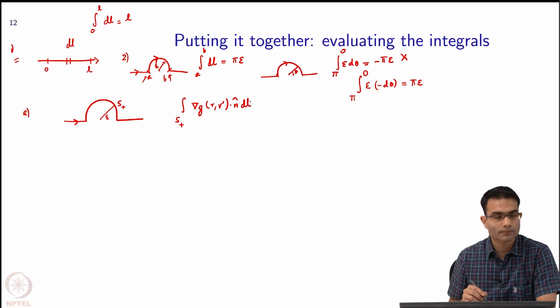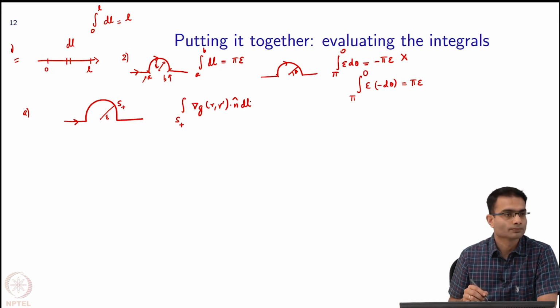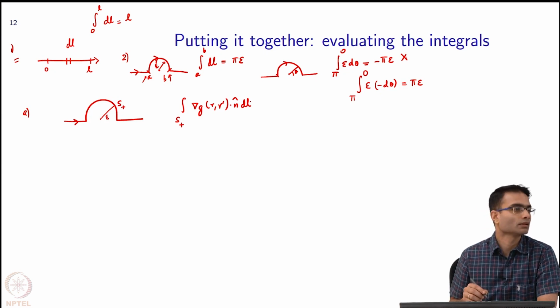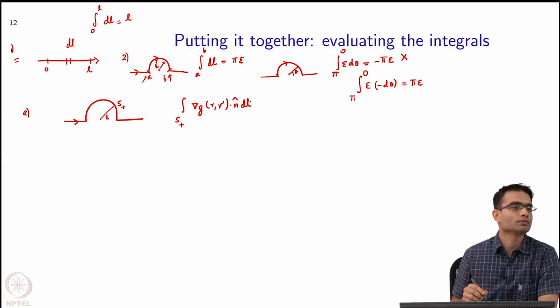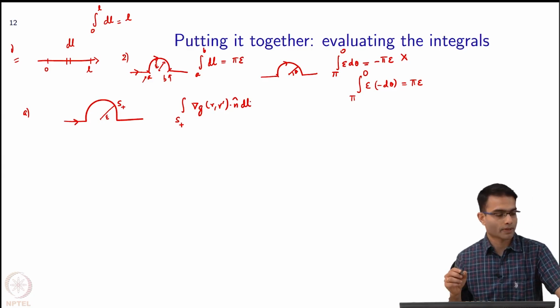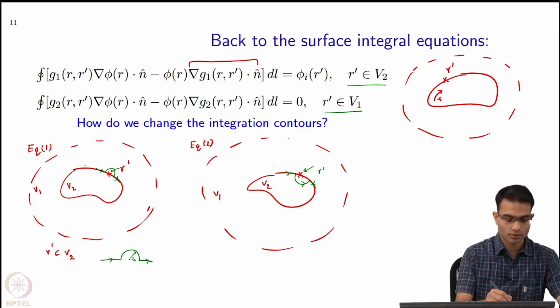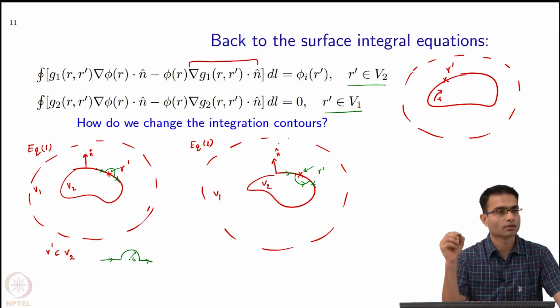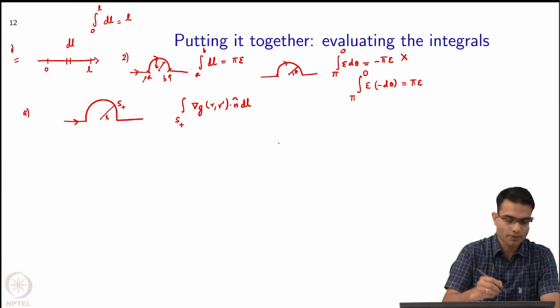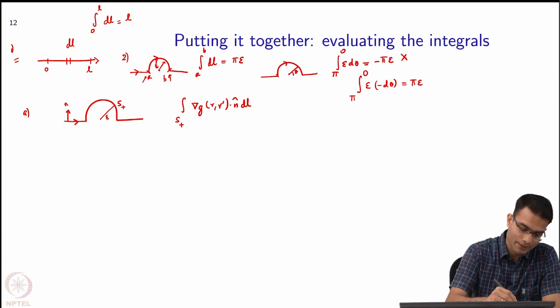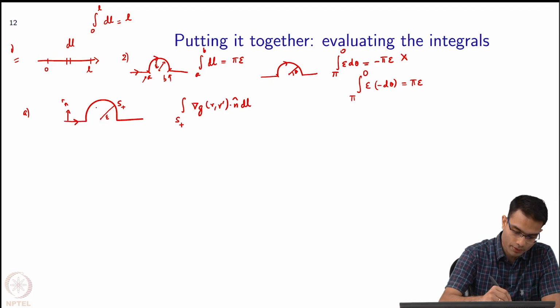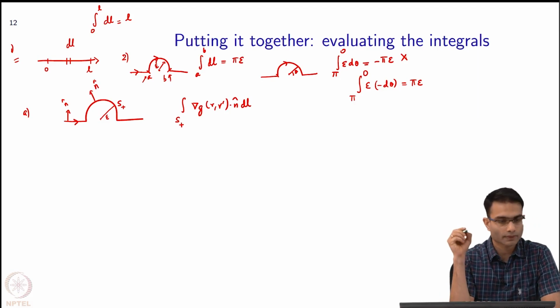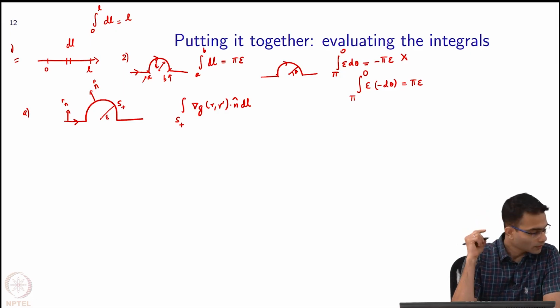Which way is n hat? Upwards or downwards? Look back here. Which way was n hat over here? This was n hat, and in this also this was n hat. So, n hat continues to be, for example, n hat is here like this, and over from here it is radially outwards, fine.